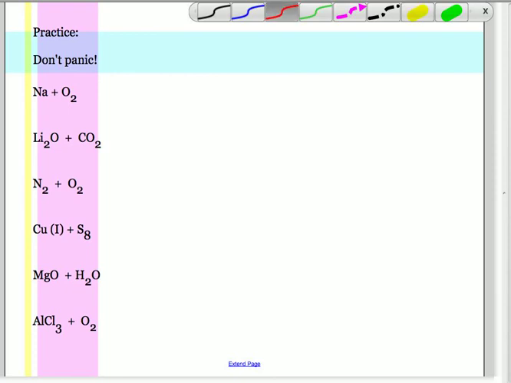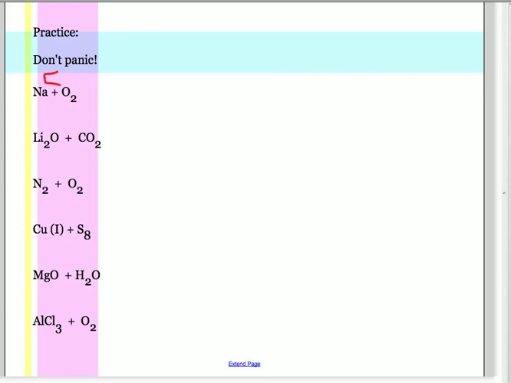And the first one, we have sodium plus oxygen. And I'm telling you, these are synthesis, so you have to think, is this an easy one where it's just two elements, or is it going to be a weirdo? So this first one is just two elements, so it's going to be an easy one. And we'll actually just go through and do that first and then kind of come back.